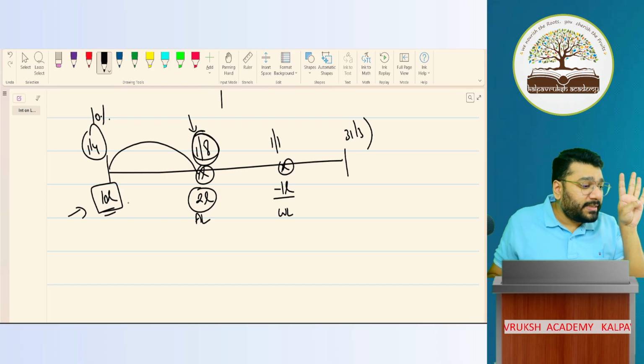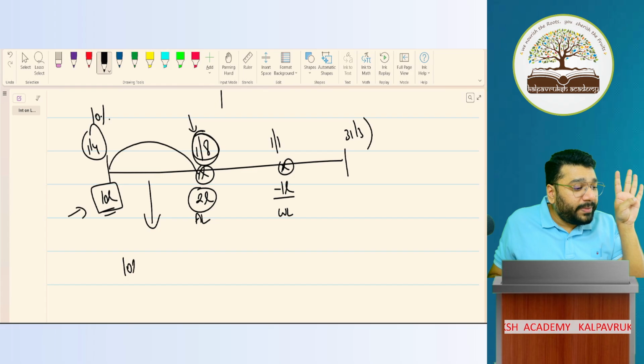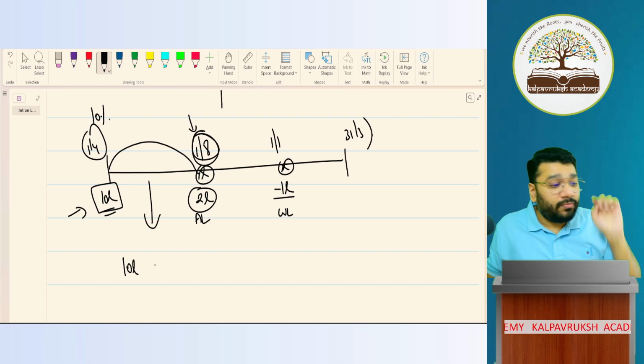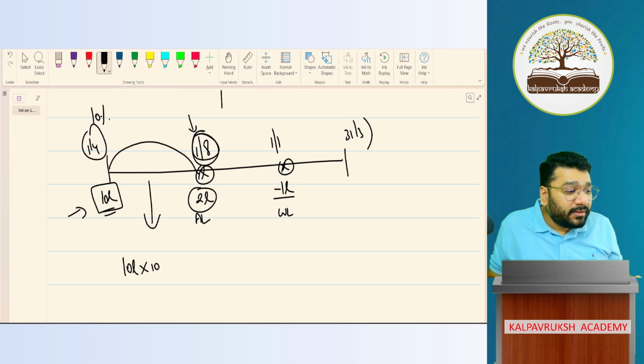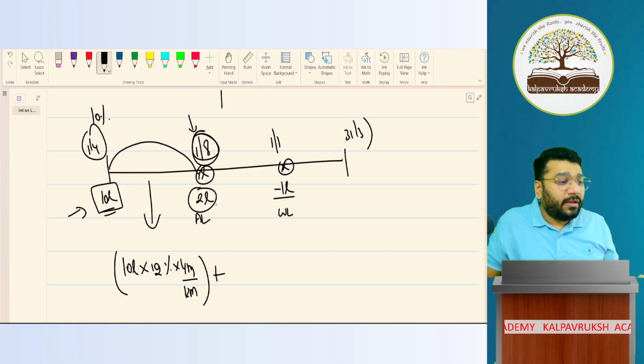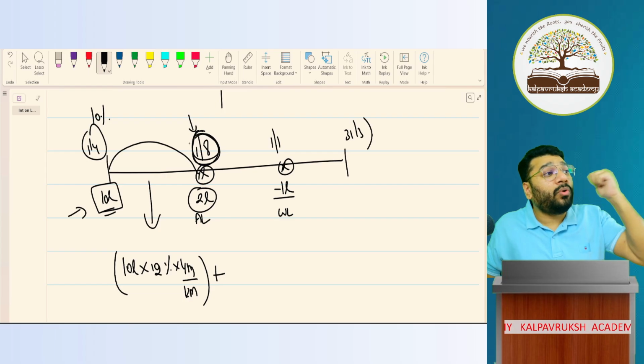So 10 lakh rupees during this period has been used for 4 months. So I will calculate interest for 4 months. Let's say the interest percentage, I'll keep it 12%. 12% into 4 months by 12 months. Any problem? Correct?